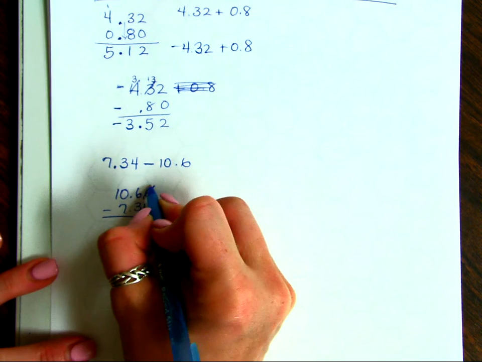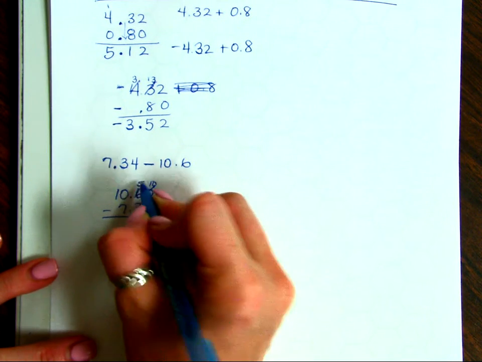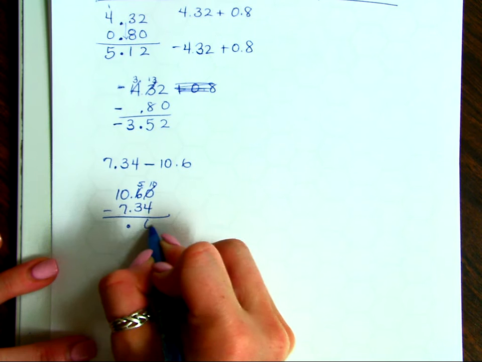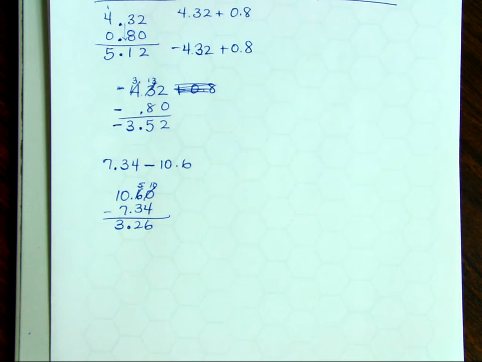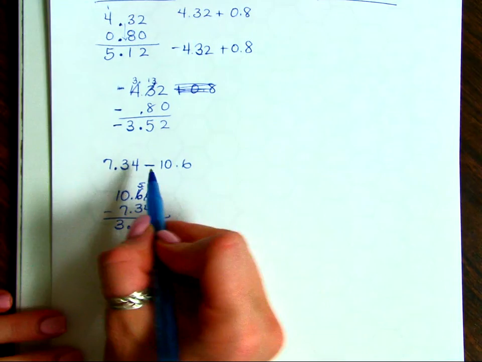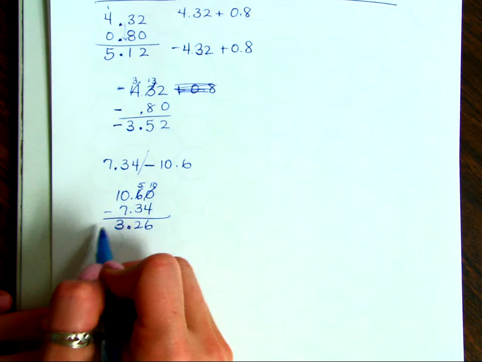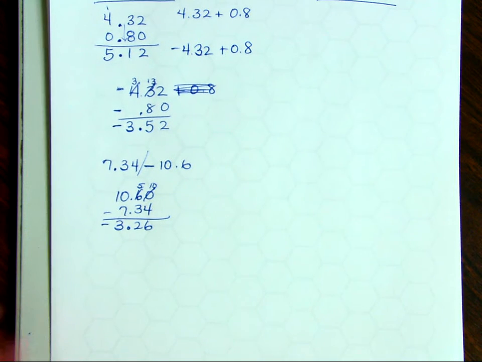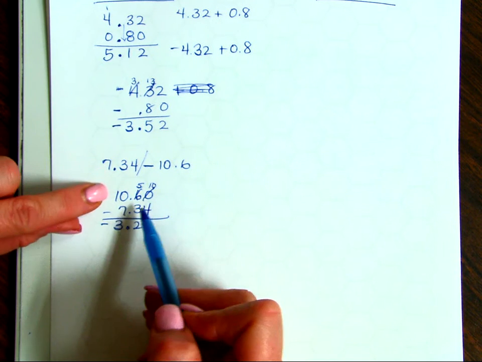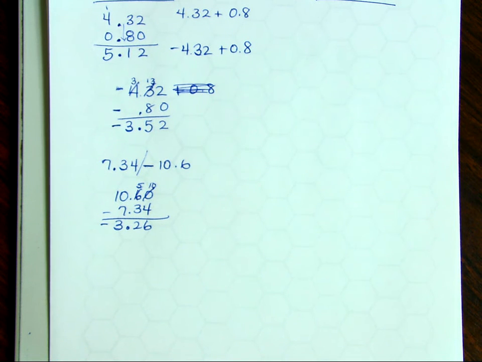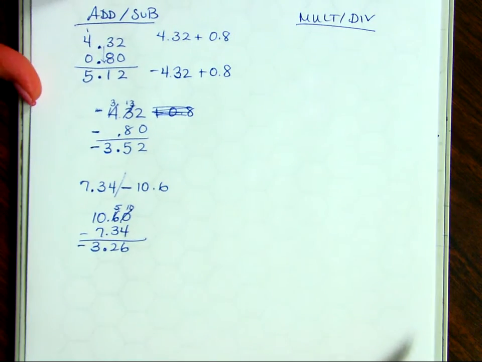Let's make this a 10. Let's make this a 5. Bring your decimal straight down, okay? And then that's going to give me 3.26. But this 10 is larger, so we don't forget to make that a negative, okay? I know it goes against everything you've been taught to put this number on top, but when you're dealing with negatives, all these rules change, okay? And now let's talk about multiplying and dividing.